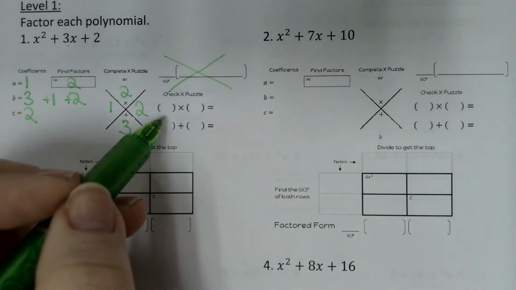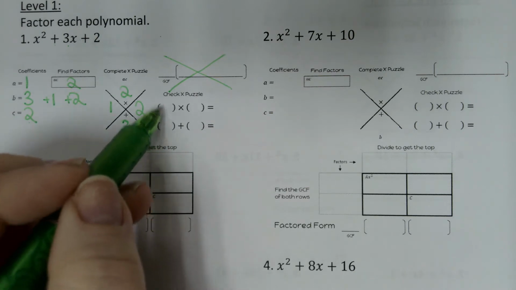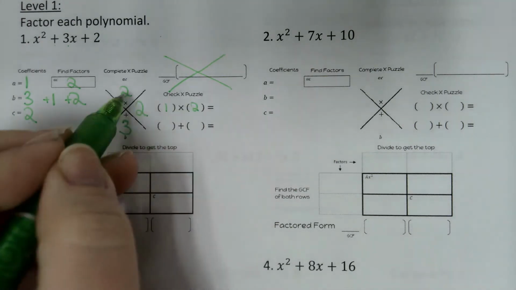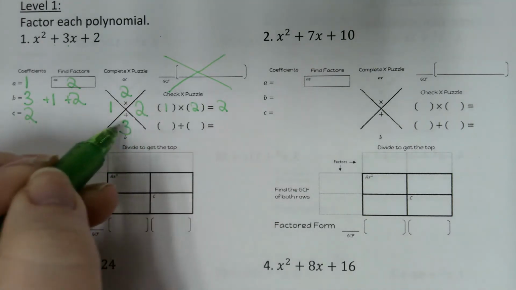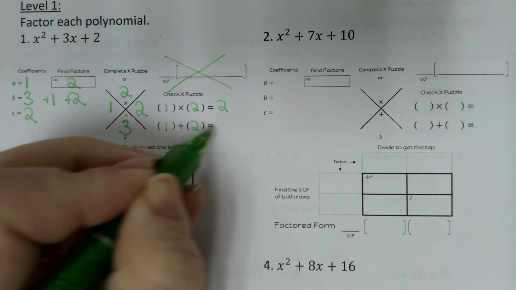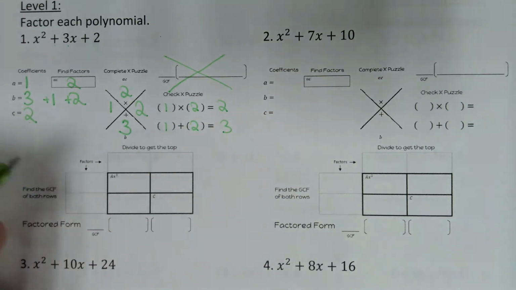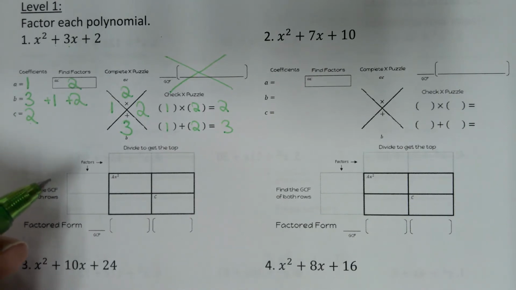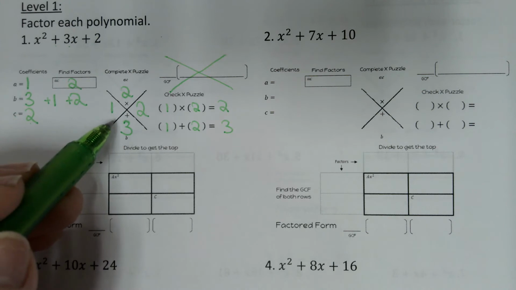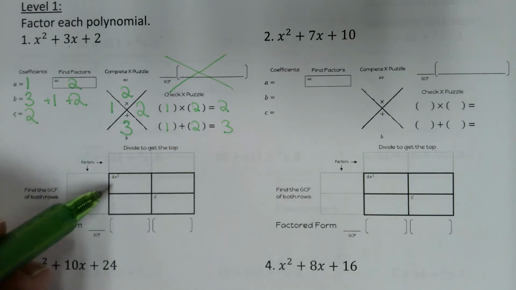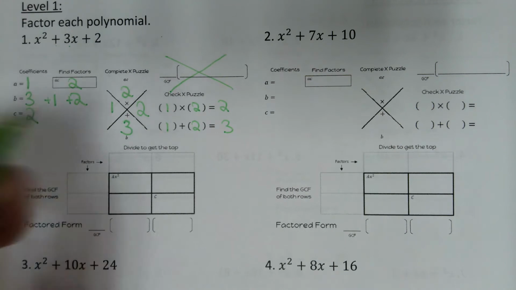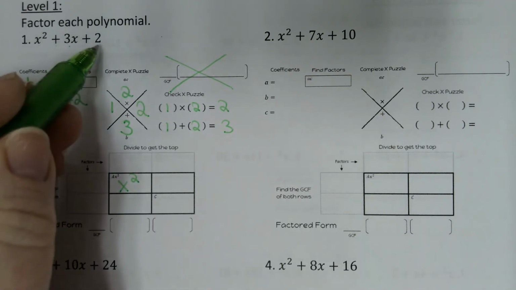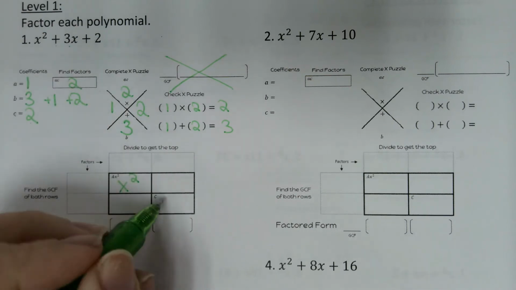And I really recommend to you that you double check at least mentally that this really works. 1 times 2 really does equal the 2 that I want. And then 1 plus 2 really does equal the 3 that I want. Doing that mental check can kind of save you from making those silly mistakes. We're going to use now the information that we have to fill in our box. The first term from our equation goes in the first box, ax squared. The last term goes in our last box.